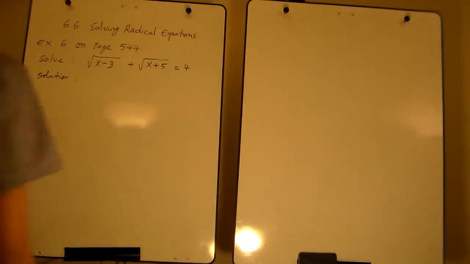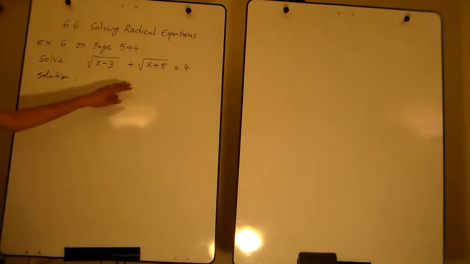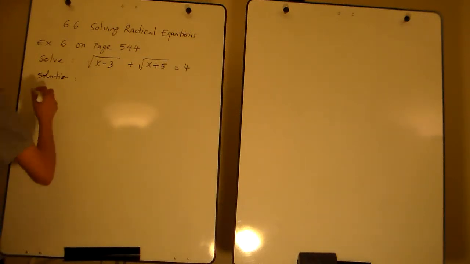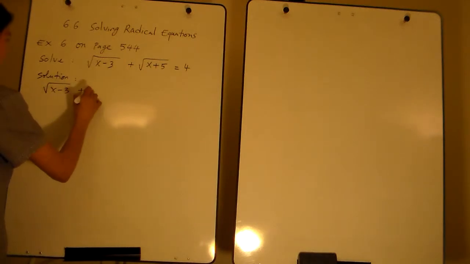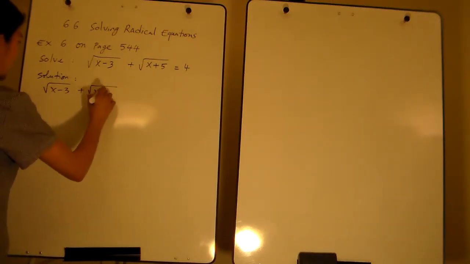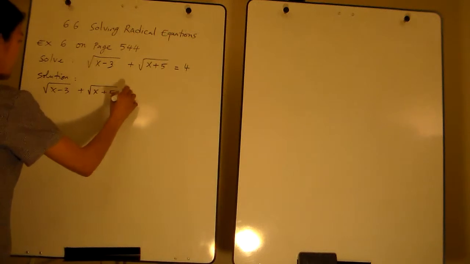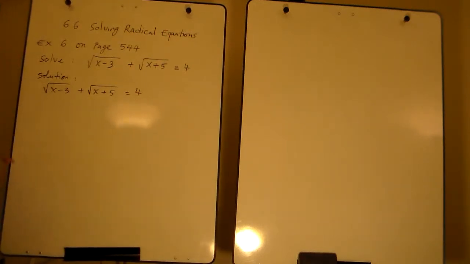Example 6 on page 544, solve this radical equation. Solution: square root of x minus 3 plus square root of x plus 5 equal to 4. Now, to solve a radical equation, you need the radical isolated to one side. That's how we usually approach.